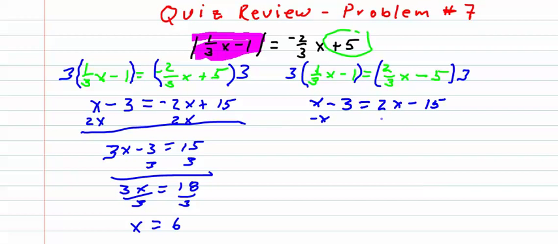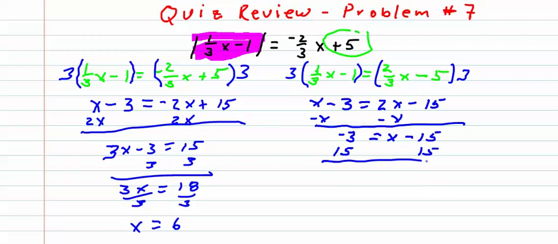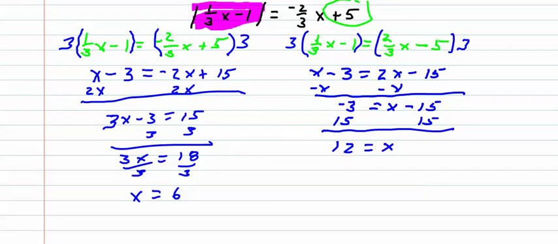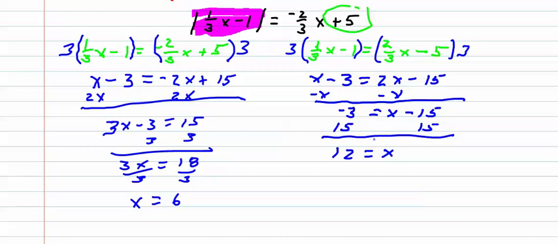I'm going to subtract x, and I get x minus 15 on this side equals negative 3. Add 15 to both sides, and I get 12 is equal to x. So we have x equals 6 and x equals 12.